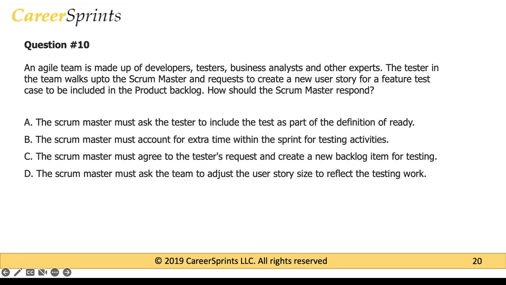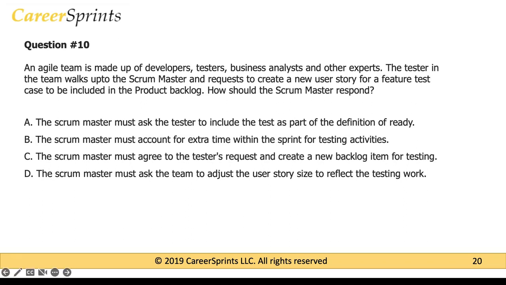So the options are: the Scrum Master must ask the tester to include the test as part of the definition of ready. The Scrum Master must account for extra time within the sprint for testing activities. The Scrum Master must agree to the tester's request and create a new backlog item for testing. And option D, the Scrum Master must ask the team to adjust the user story size to reflect the testing work. So I'm going to give you a couple of seconds so that you can think about the answer and choose your answer.